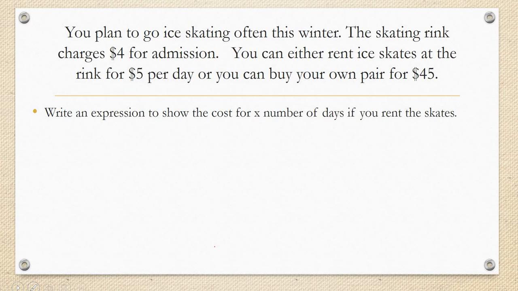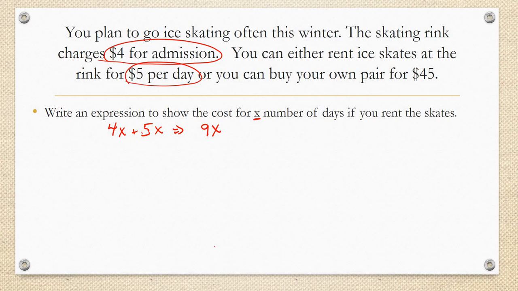And you should be pausing to write all this on your paper. If you have it all done on your paper, your notes will make a whole lot more sense. All right, write an expression to show the cost for x number of days if you rent the skates. So renting the skates, I'm first going to have to pay $4 per day. That's my rate. So 4 per day means 4 times every day, 4x. And if I'm renting the skates, I also have to pay $5 per day. So the expression that I can write is 9x.